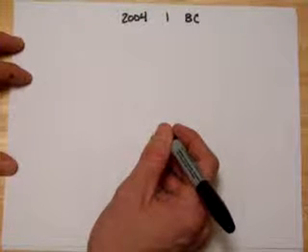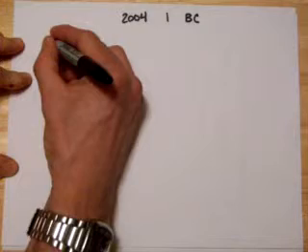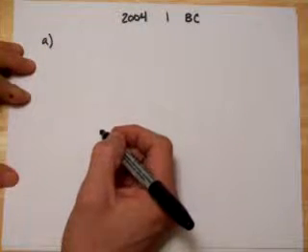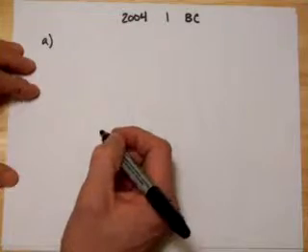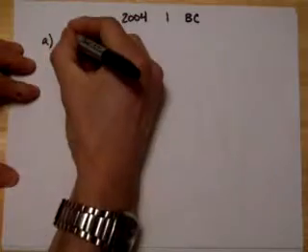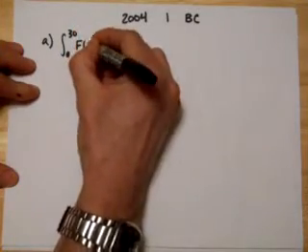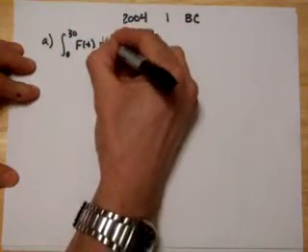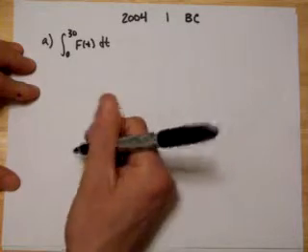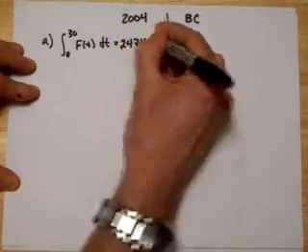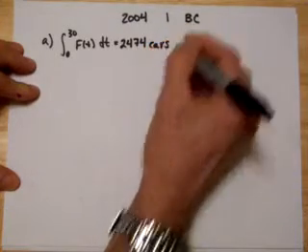So A says, to the nearest whole number, how many cars pass through the intersection over the 30-minute period, so 0 to 30. So I'm going to integrate from 0 to 30 the rate function with respect to time. And I'm going to get 2,474 cars.